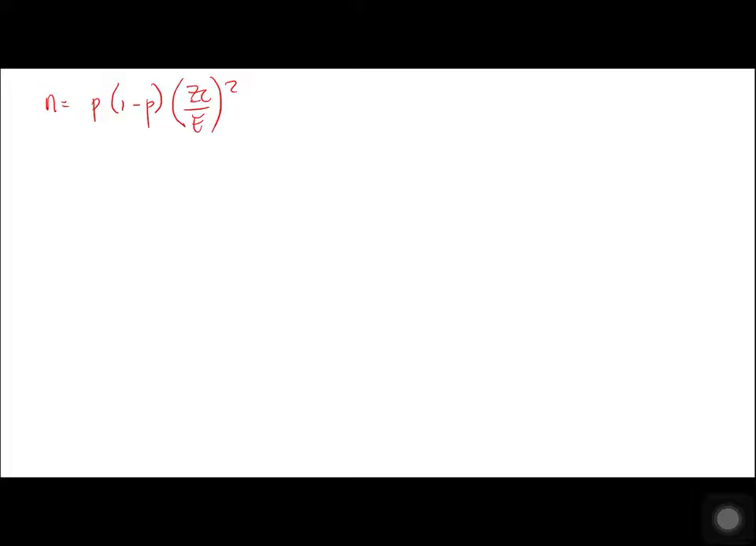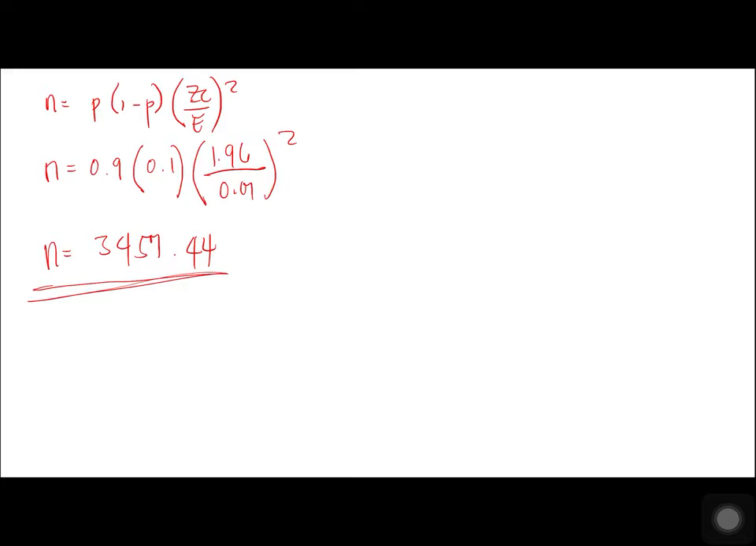Okay, so we have here n. Our given preliminary estimate is 90%. So we have 0.9 times 1 minus P, or Q, is 0.1 times our Z of 1.96 over 0.01 squared. So our sample size is, we only need 3,457.44. Okay, so that is our sample size.